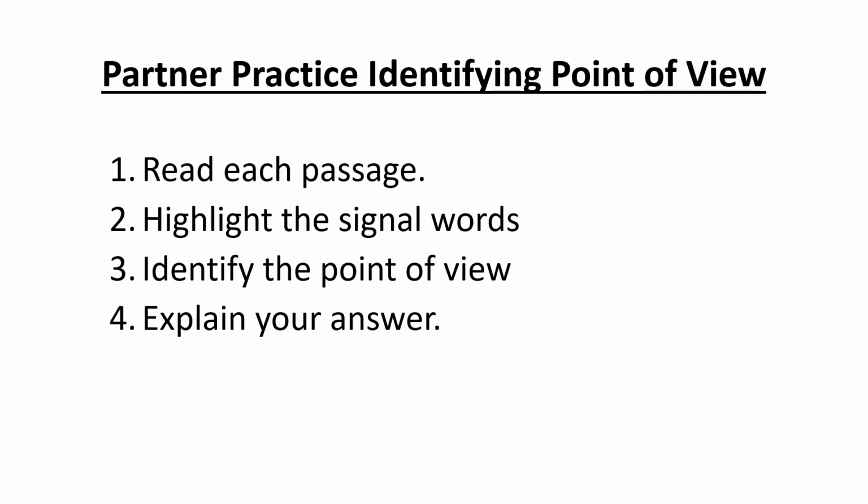So what you're going to do is try to find a partner to practice identifying the point of view. You'll read each passage, highlight your signal words within the passage, identify the point of view, and explain your answer, just like I did in that model for you. You can find a partner by finding someone in your house to work with. This partner does not have to be in your class. It could be a brother, a sister, a parent, an aunt, an uncle, a grandparent. You can also FaceTime with someone that is in class with you, or you can message them and work together through this practice.